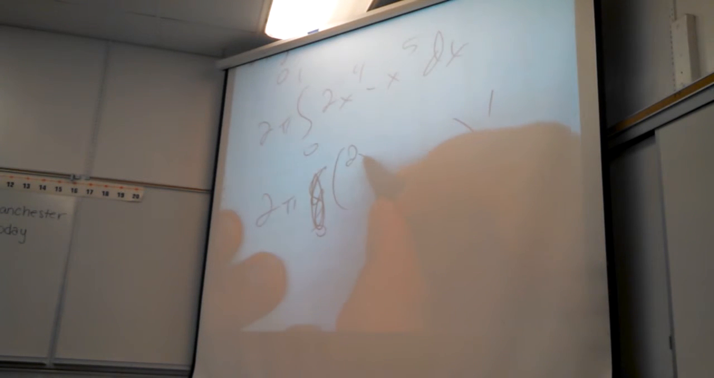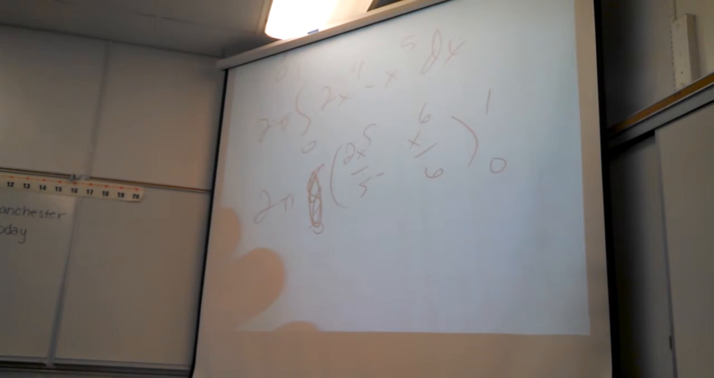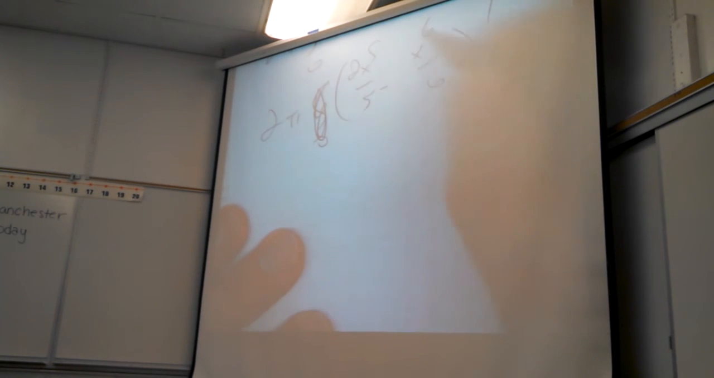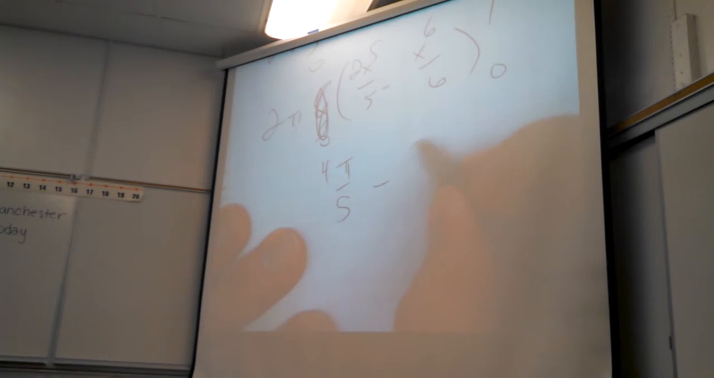X over 5. 2x to the 5th over 5 minus x to the 6 over 6. That should be the easy step. So then when you plug in 0, it's going to be all 0, so it all depends on 1. So it'll be 4 pi over 5 minus 2 pi over 6, which is pi over 3.